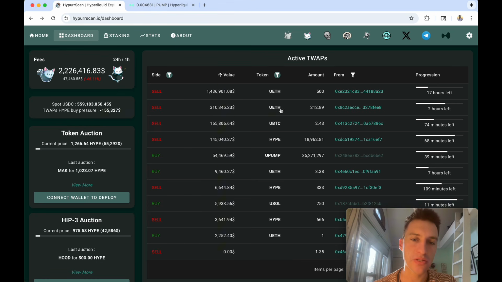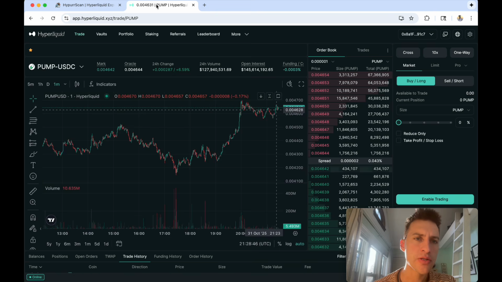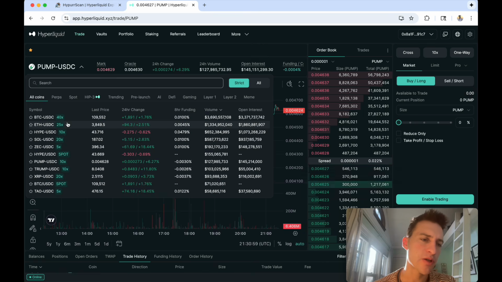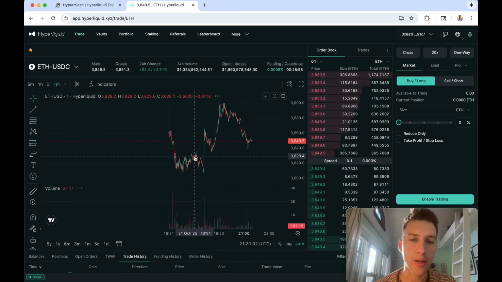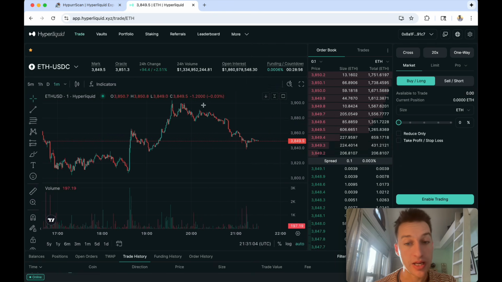You can also see that there's a lot of Ethereum being TWAP sold. You can just see how much is being sold right here, right? So, if we look at Ethereum, it's a much bigger market than Pump, obviously, but you can see it has fallen a little bit here.